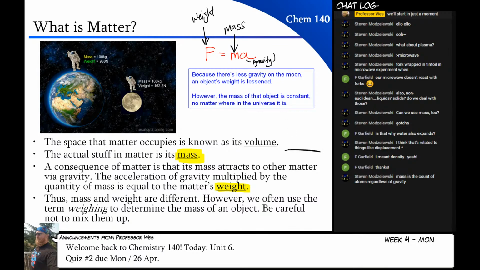If you are standing on a scale, so here is me on a scale, the force that I am pushing down is my weight. But how much stuff I am made of is my mass. In other words, the amount of mass that you have is just constant no matter where you go. But your weight depends on where you are relative to another celestial body that has its own gravitational field.